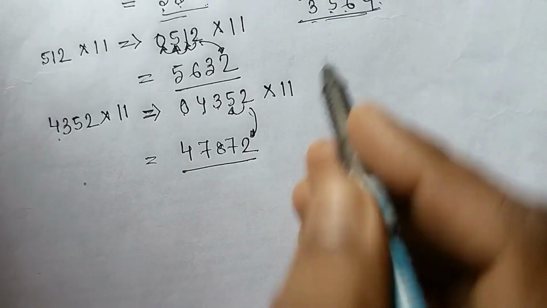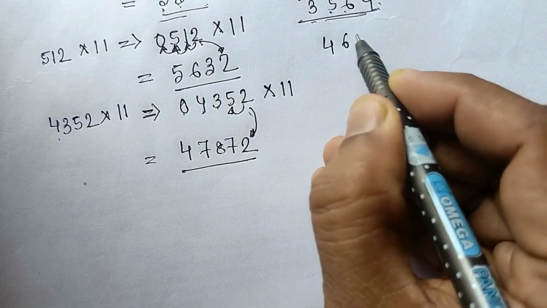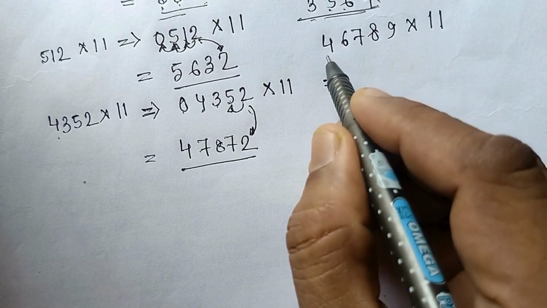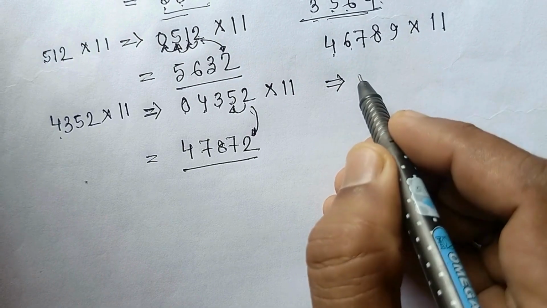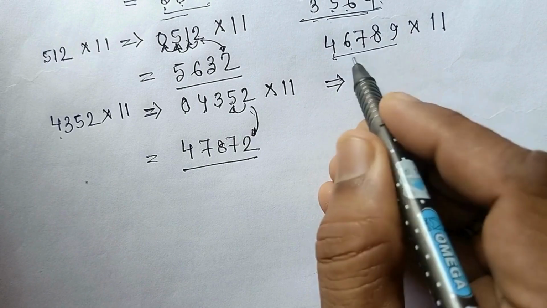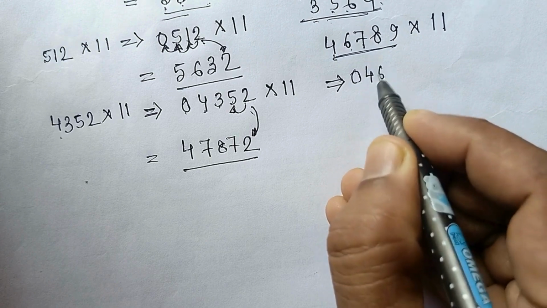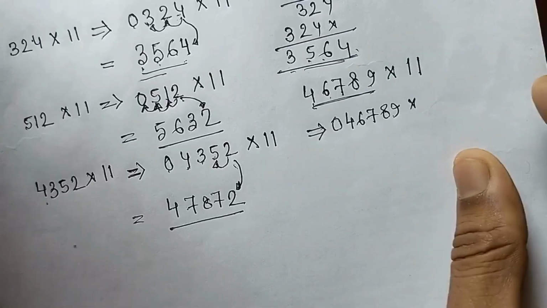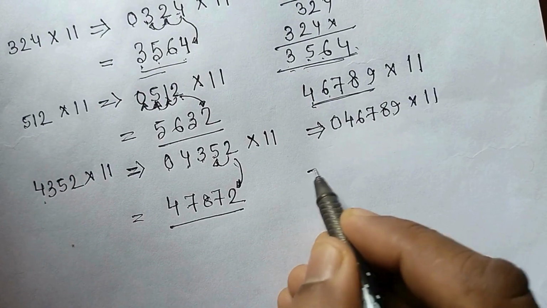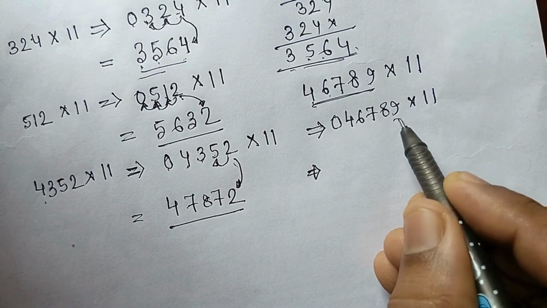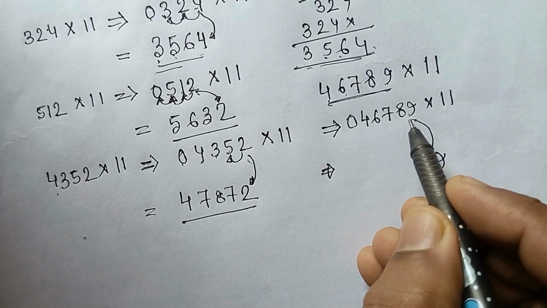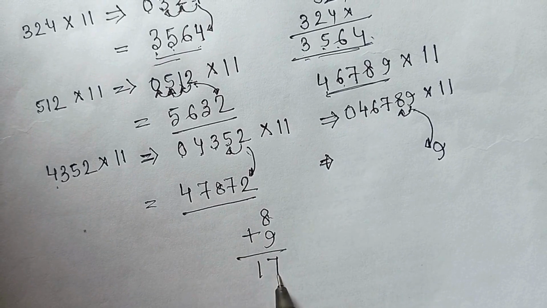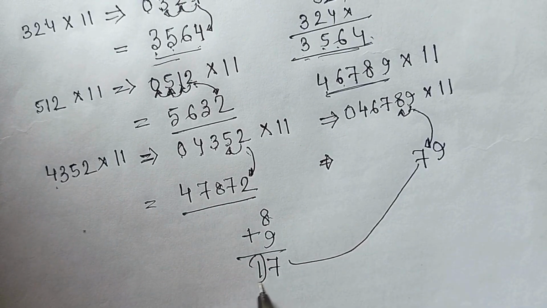Let's start with a bigger example, like 4, 6, 7, 8, 9 multiply by 11. We just write 0 in front of that number. So that will be 0, 4, 6, 7, 8, 9 multiply by 11. Now we have to start from the right side, that is 9 here, and we have to add one by one. If we add 8 plus 9, we get 17. That 7 will be there, and we have carry 1.